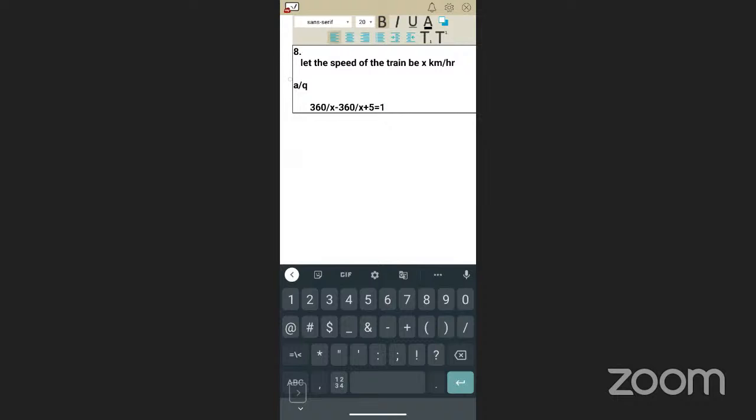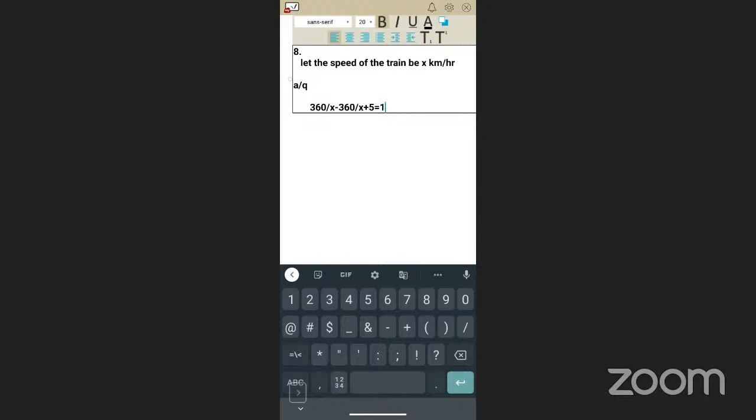Anyone? No, sir, not understood. Very good. You will not understand. 360 means it is the distance. I said to every one of you before this also that distance divided by time is equal to speed. If I make time, then it is distance divided by speed. X, what I have made? I made the uniform speed. That was the real speed of the train. I have taken it as x kilometer per hour.